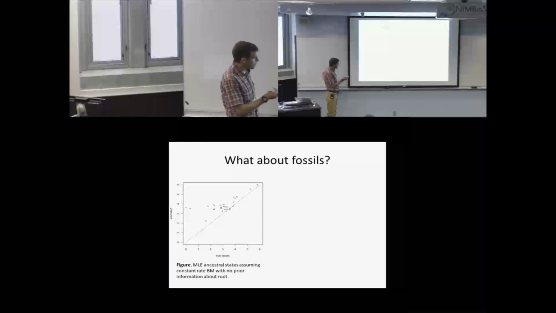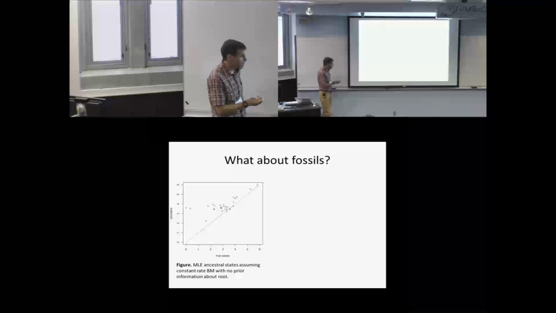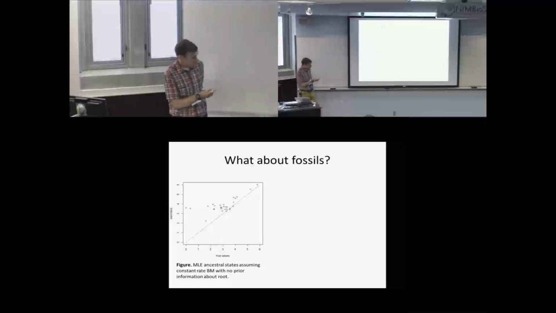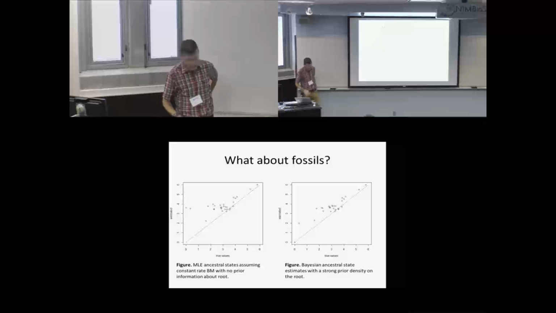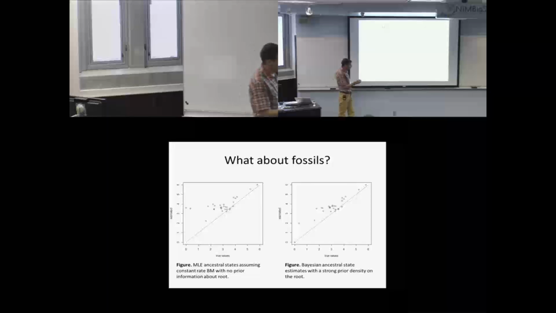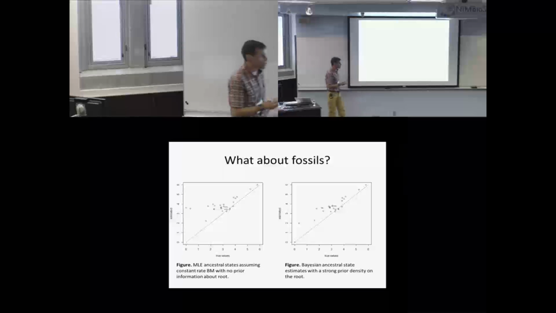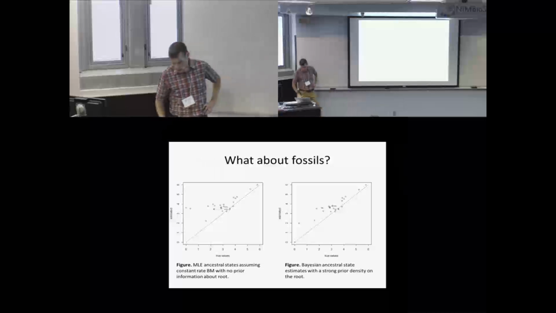So here are the true values and the estimated values when the data arose on a trend, but we fit the model assuming Brownian motion with no prior information about the root. And then here is the case in which we put a strong prior density on the root based on an imagined fossil, because of course these are simulated data once again. When we put a strong prior on the root state, we can see that our estimates are much closer to the one-to-one line. And the more fossils we have, the closer our ancestral states will be to this one-to-one line.